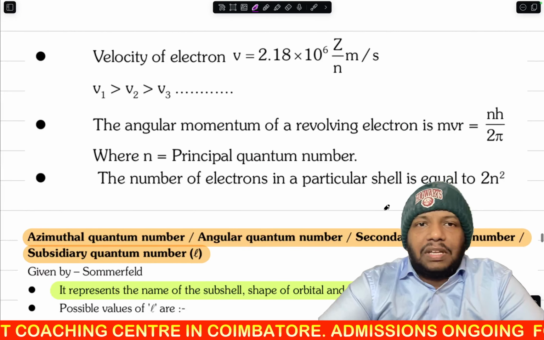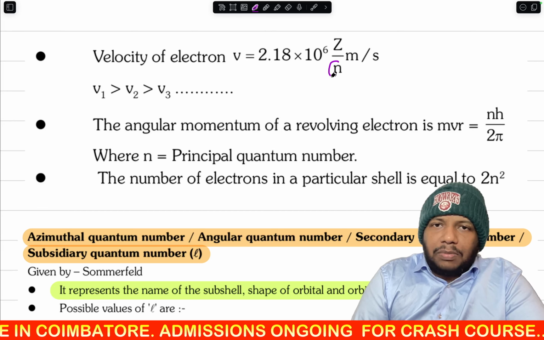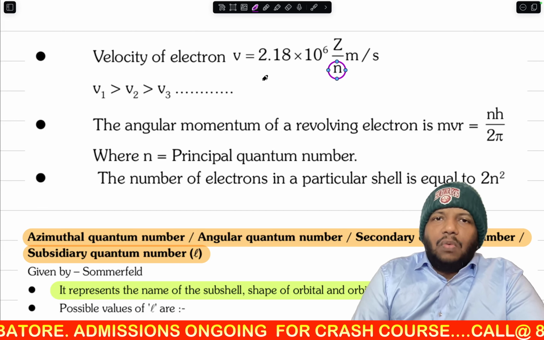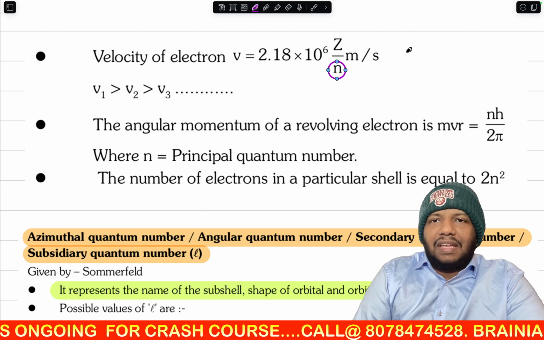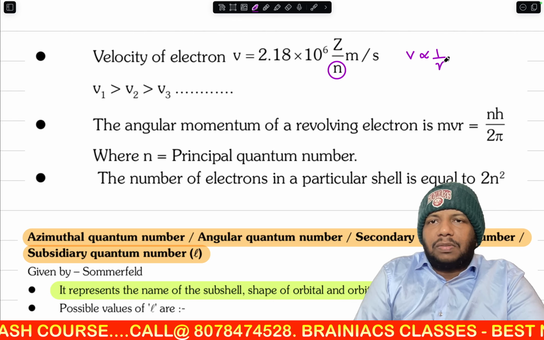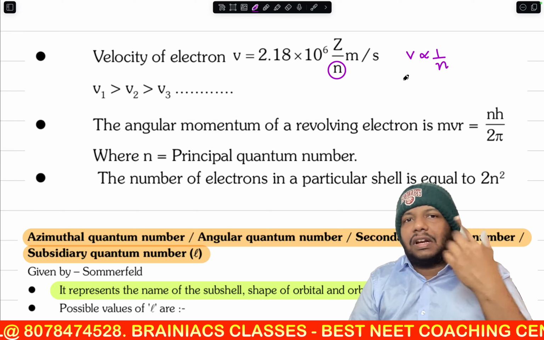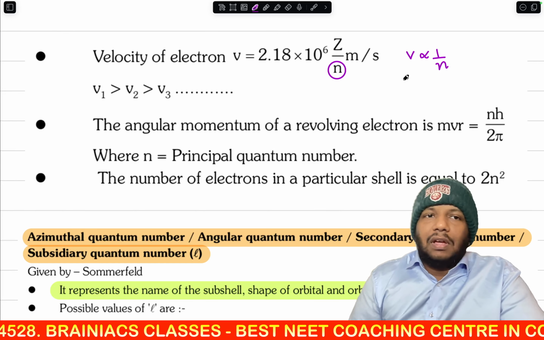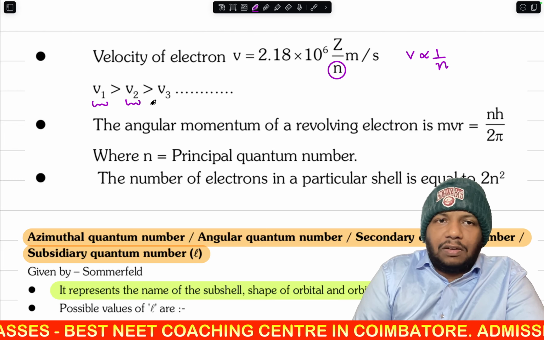Okay, the next concept here is with respect to velocity. We also get velocity from the principal quantum number, and it is given by the equation V is equal to 2.18 into 10 power 6 Z by n. So we can say here also velocity is inversely proportional to the principal quantum number n. That means if you move farther away from the nucleus, the velocity of the electron keeps on decreasing. So that's the reason why velocity in the first orbit is very high, then followed by second orbit, then followed by third orbit.